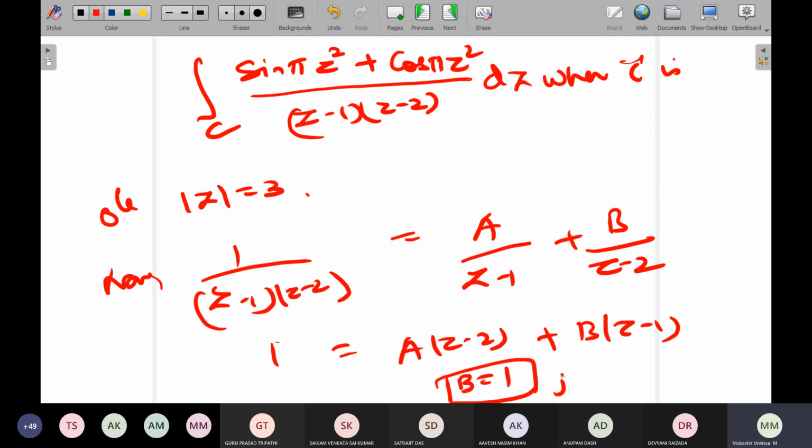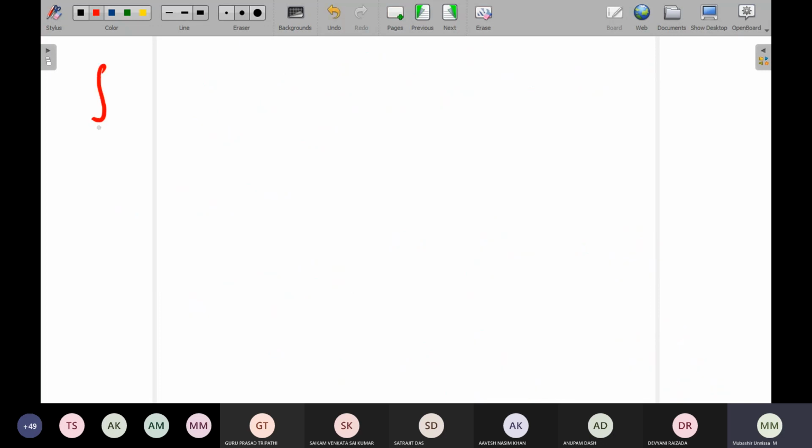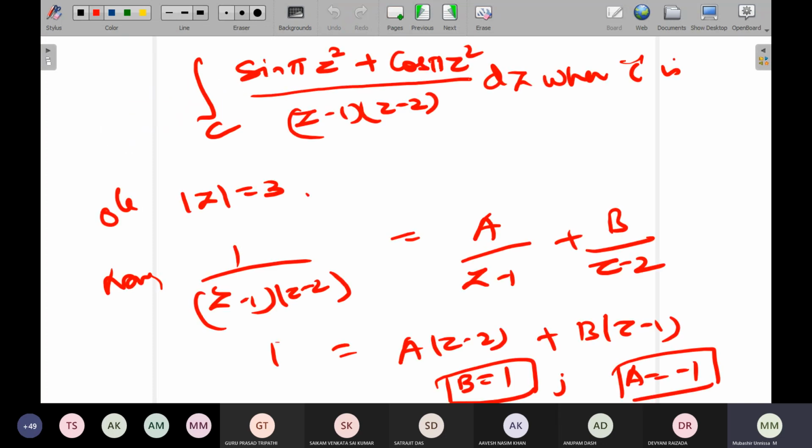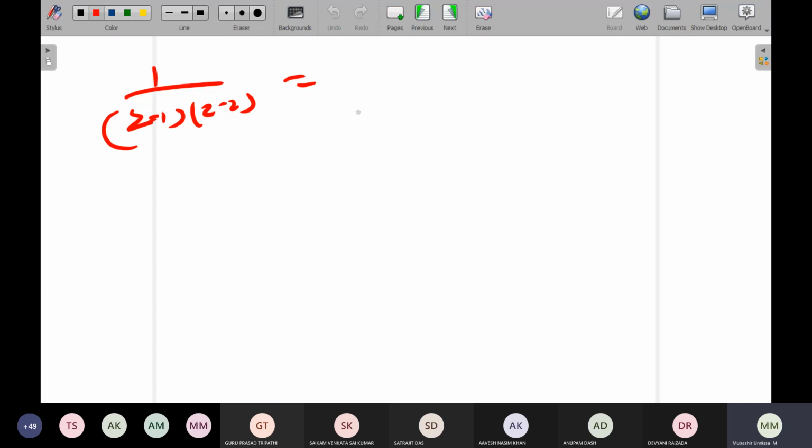Put z is equal to 1, you will get a equal to minus 1. So therefore, before that I'll write down this. Therefore, 1 by z minus 1 into z minus 2 is equal to a by z minus 1, so minus 1 by z minus 1 plus 1 by z minus 2.